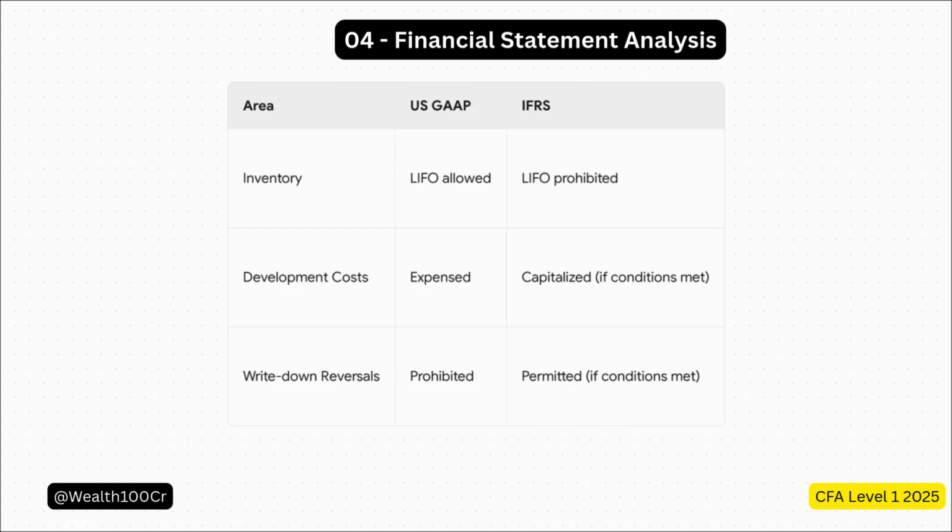Take inventory, for example. Under US GAAP, a company like Tesla can use the LIFO inventory method. But under IFRS, which an Indian company like Infosys uses, LIFO is completely forbidden. So if you just compare their profit margins without adjusting for that, especially when prices are rising, you're going to get a totally misleading result. It's a classic apples to oranges mistake.